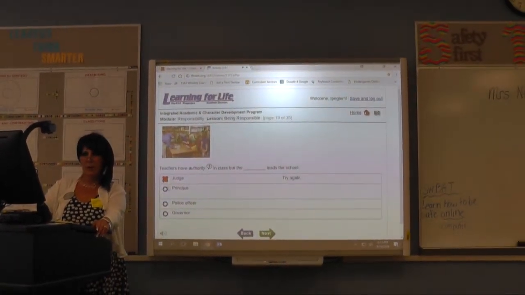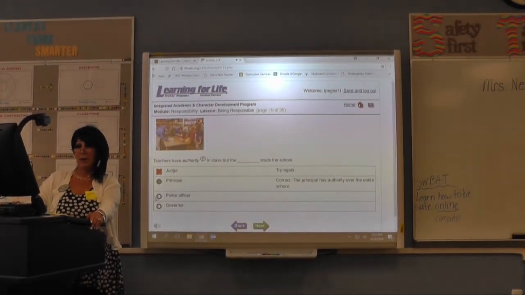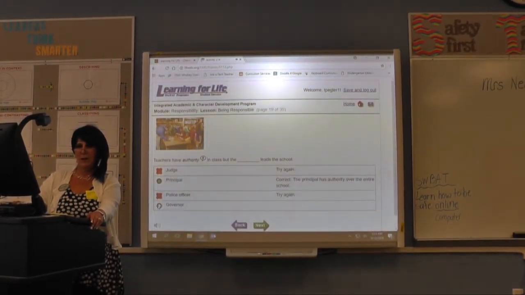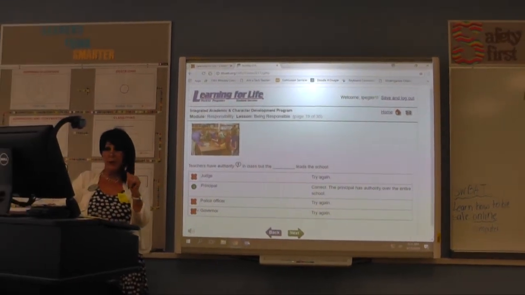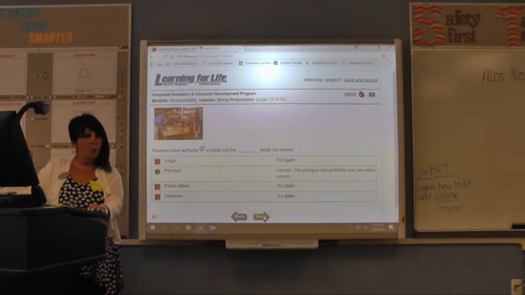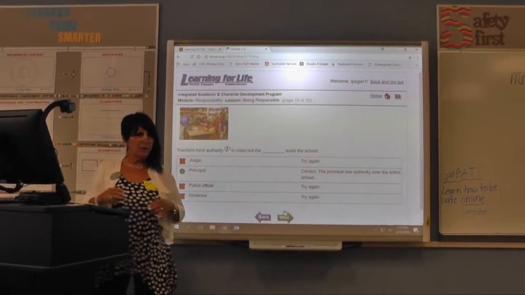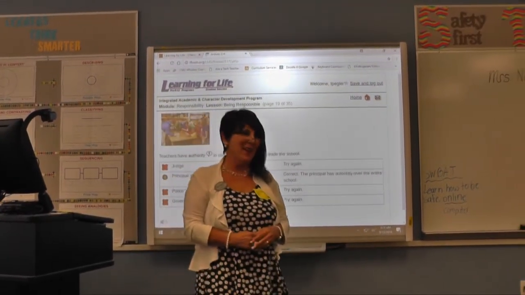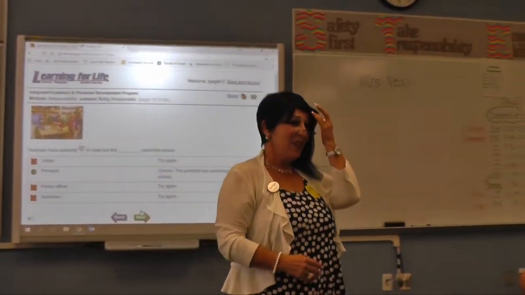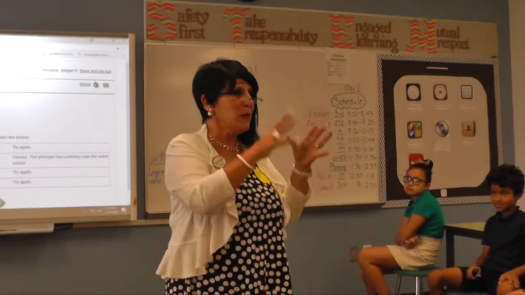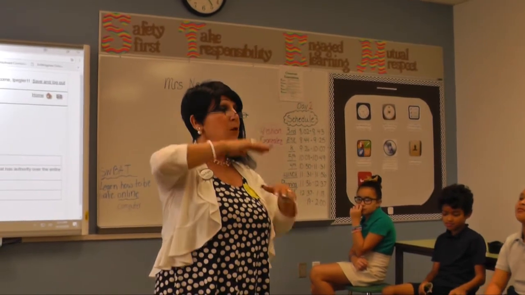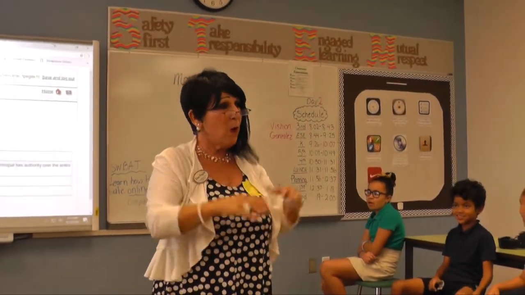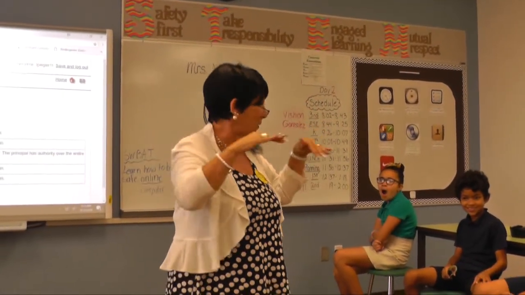Judge, principal, police officer, governor. So the principal, remember, has the authority over the entire school. Why is that? Because they own the school. They own the school? Well, not really. But the school district owns the school, honey. But the principals have the authority to do whatever they want. Well, kind of, but they have to follow certain guidelines and rules.